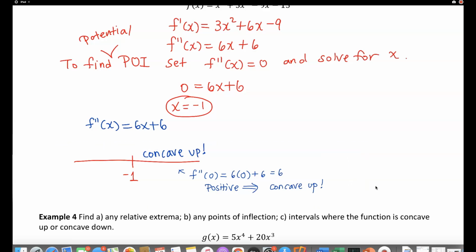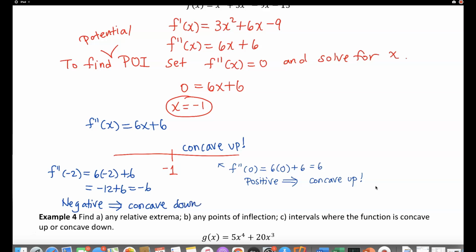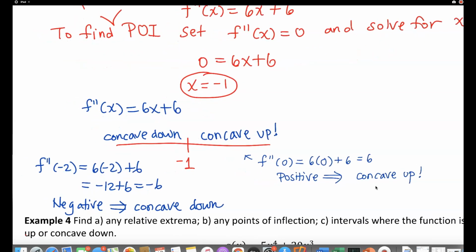What is a number that is smaller than negative 1? I will pick negative 2. That will be 6 times negative 2 plus 6. And that is negative 12 plus 6. So that's negative 6. So negative second derivative means this is the concave down interval. Concave down. So if the concavity to the left and the right is different, it was down to the left, up to the right, we get to say this is the x value of a point of inflection.